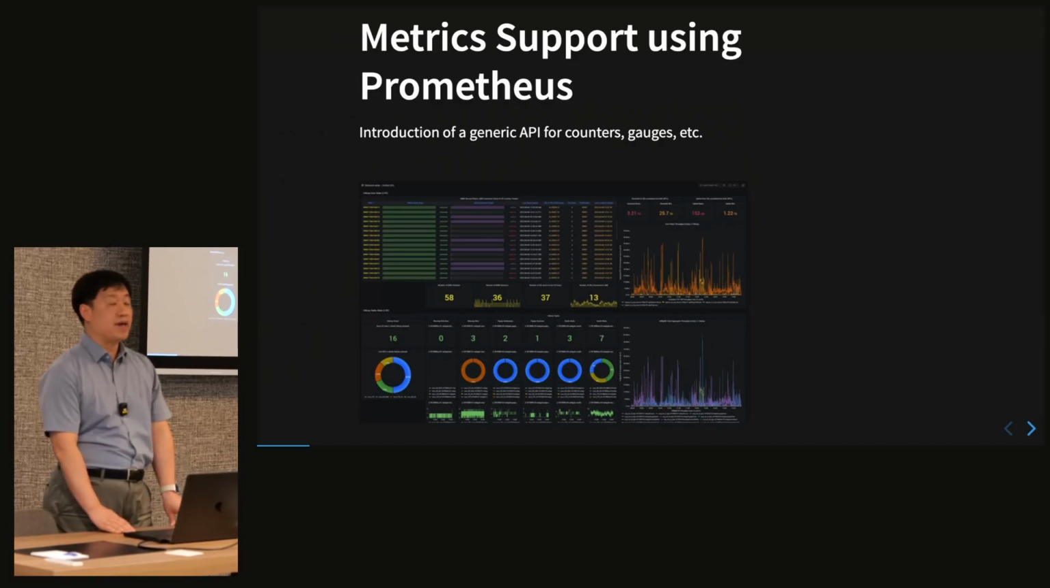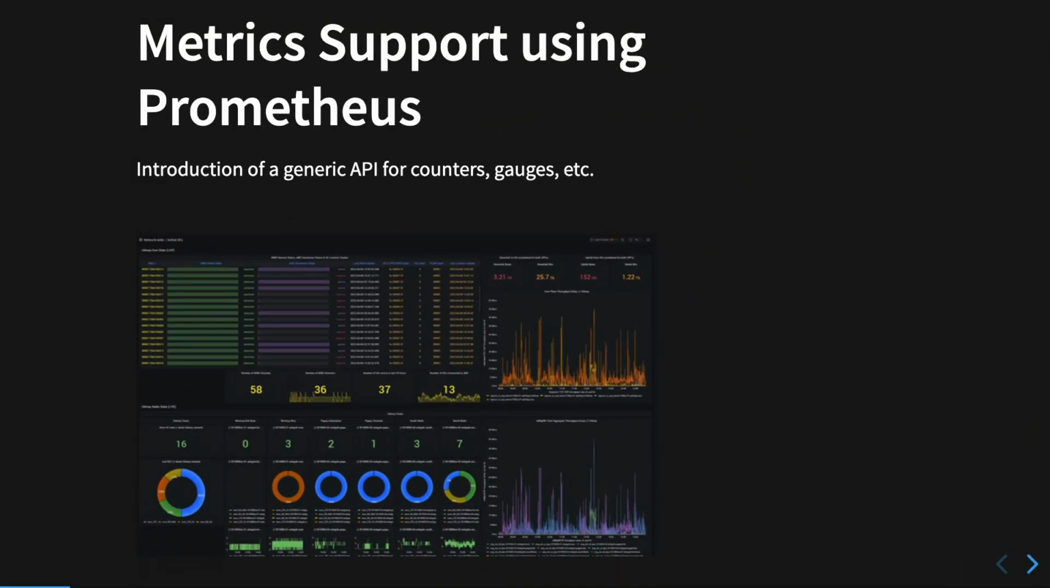In order to monitor the various Open5GS processes, we needed some sort of system for measuring metrics. So for this purpose, support for counters has been added to Open5GS by adding a kind of generic API for counters, gauges, etc. For the backend implementation of that API, Prometheus was used, which by default requires an HTTP server to be running in the Open5GS process that serves the metrics.